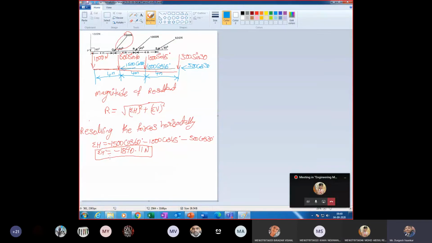Sir, why do you take sin theta? Where? 1500 sin 16? This one in the diagram, sir. Suppose I resolve this 1500 into the vertical component, then what will you get? Sine component. I have written the sine component only. But the angle is with the horizontal component, sir.